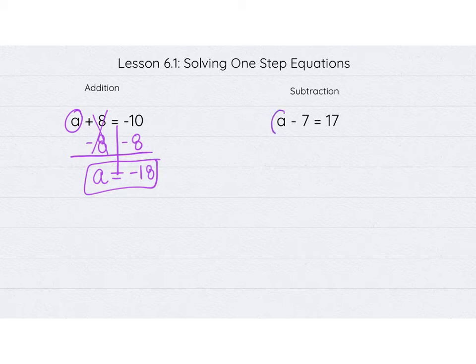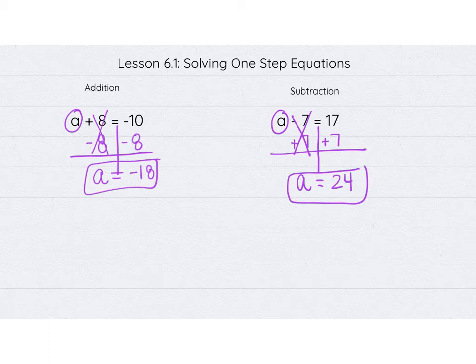So same thing for subtraction. Circle the variable, draw a line down. This time, because it's subtraction, we're going to use addition to get rid of that constant. So this is -7. We're going to add 7. Whatever you do to one side, you have to do to the other. -7 plus 7 gives us 0, which is what we want. And A is equal to 24, because 17 plus 7 is 24.